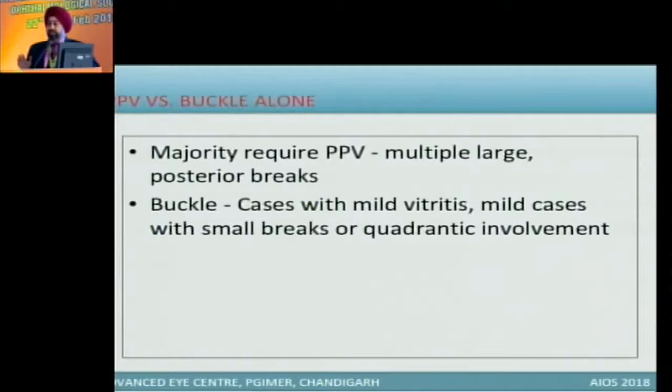But most of the patients will not have a very mild or quadrantic involvement. The majority will require pars plana vitrectomy because there are multiple areas of involvement, and you will see the posterior breaks, because by the time the patient comes to you, everything is going circumferentially. All these lesions love the foveal center. They have a tendency to take a walk towards the disc and the foveal center and burn everything out. So everything happens in the posterior pole. So PPV is a good choice.